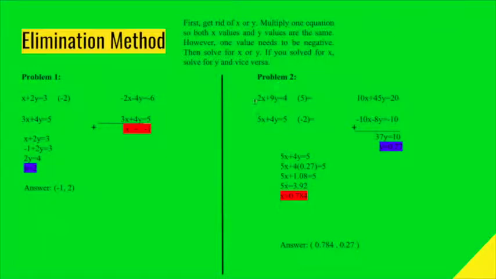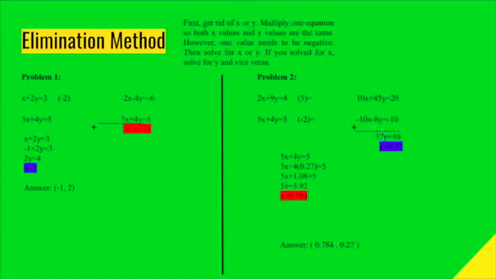For our second problem, we have 2x plus 9y equals 4 and 5x plus 4y equals 5. In this case, we're going to have to multiply both equations by a number. So in the first equation, we're going to multiply by 5 to get 10x plus 45y equals 20. So for the second equation, we're going to multiply by negative 2, and we get negative 10x minus 8y equals negative 10.